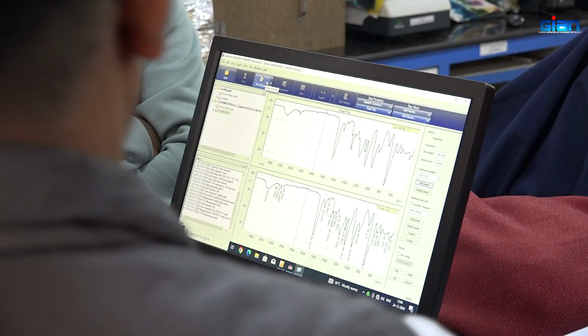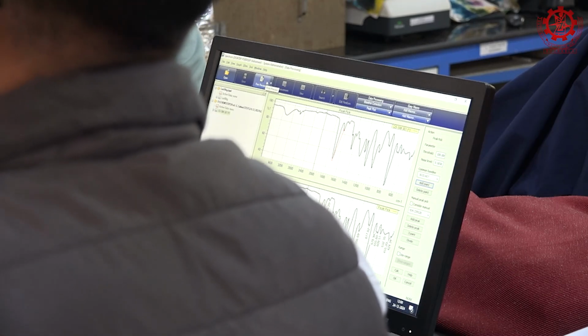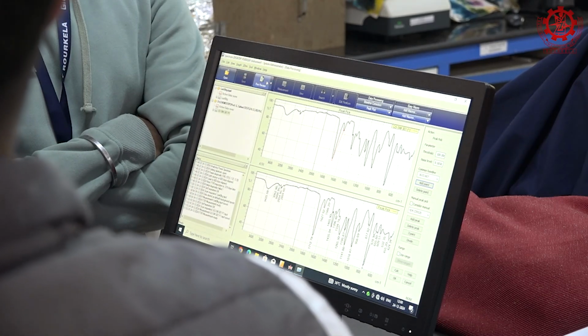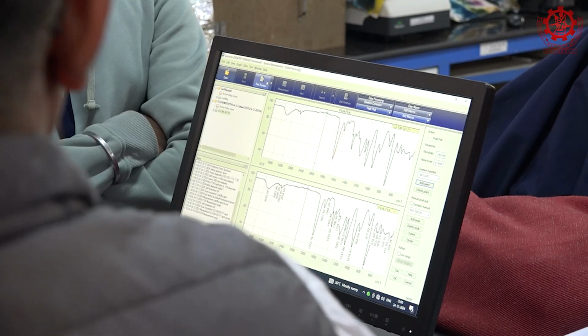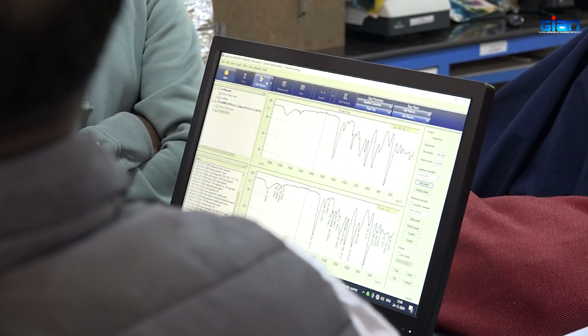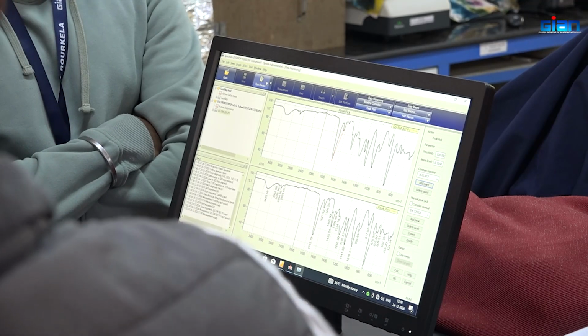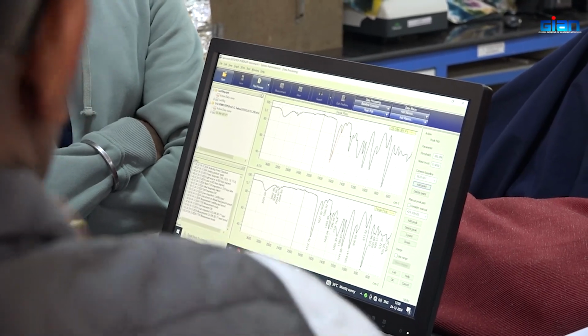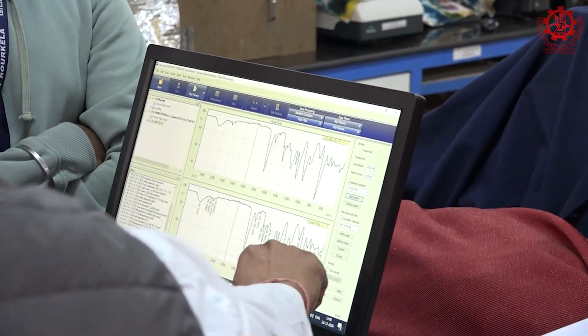So that means this compound is a methyl ester. Okay, so now this one is an ester compound. If it is an ester compound, we know that this is the range where we will have the carbonyl frequency. Okay. Similarly, we have all this.